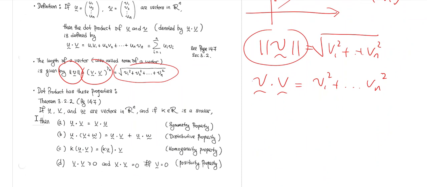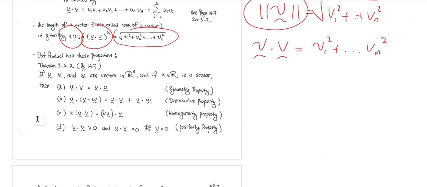And I just want to quickly remind you, these are the properties of dot products. They are symmetric: u dot v and v dot u are the same. You can distribute: when you take u dot (v plus w), you can distribute. You have distributive properties. And when you have a scalar, you can do this.